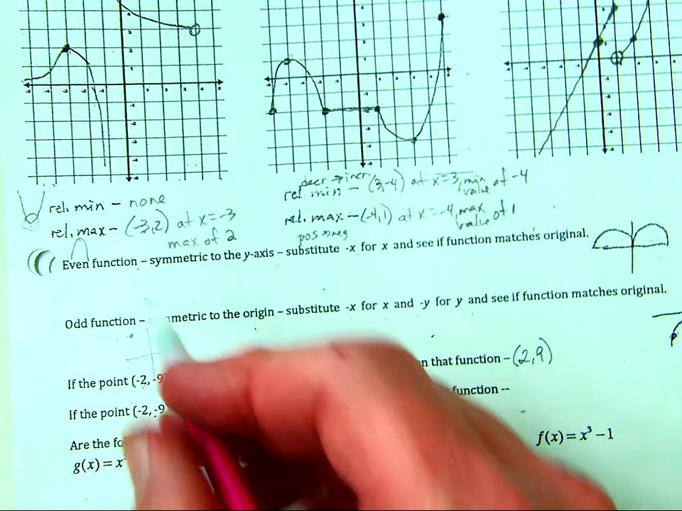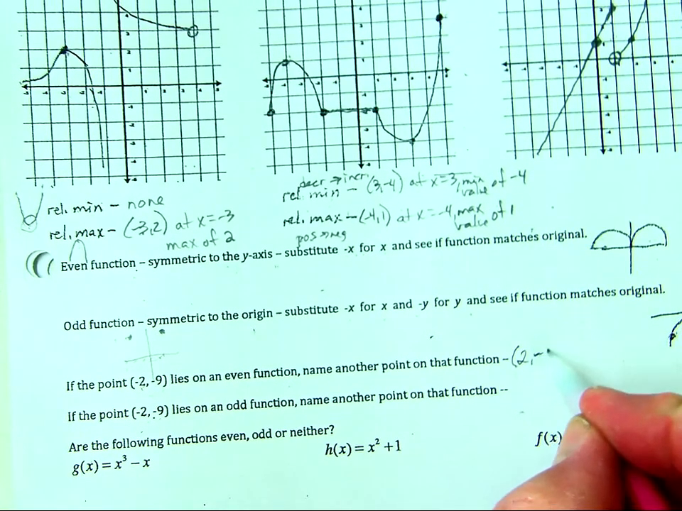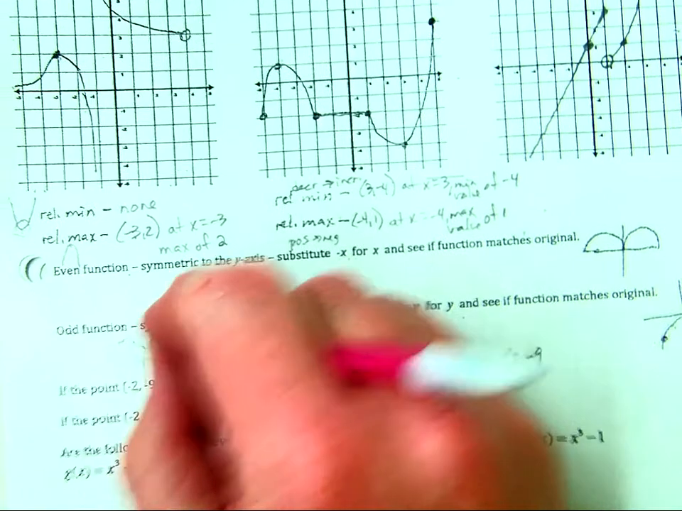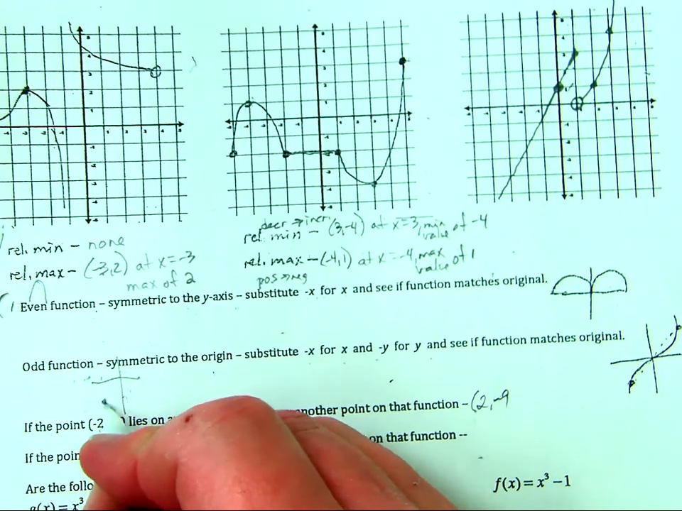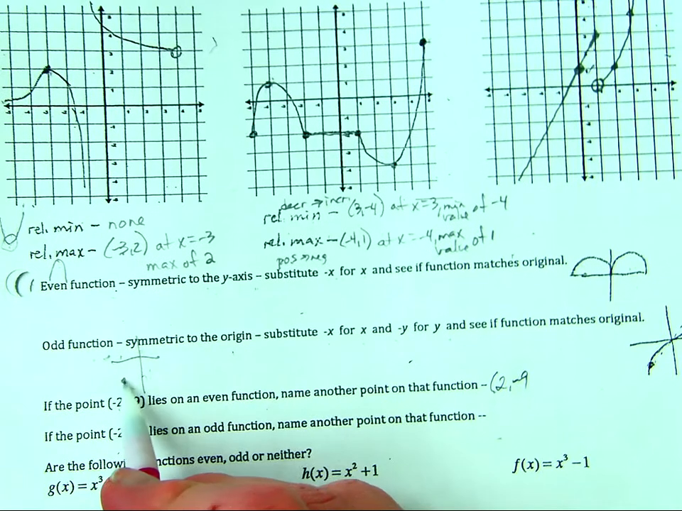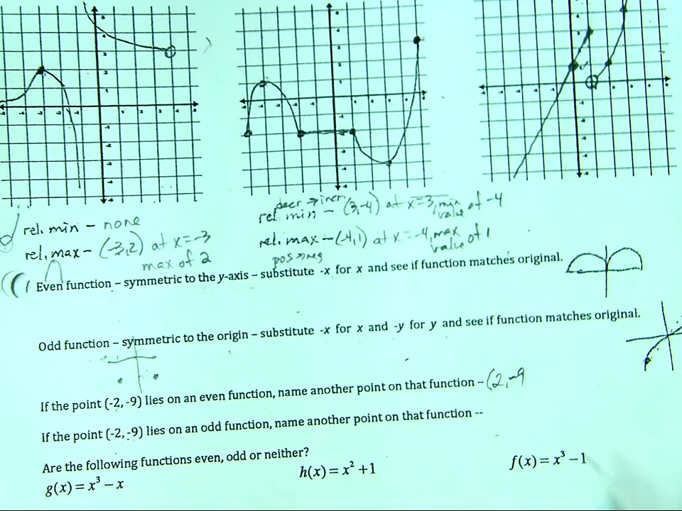Oh, I'm sorry, that said -9. I used -2 positive. I'm doing really well here. -9. So I'm sorry, that picture should have looked like this. So -2, -9 is down here somewhere. If it's symmetric to the y-axis, it's going to have a matching point over here. So that would be +2, -9.